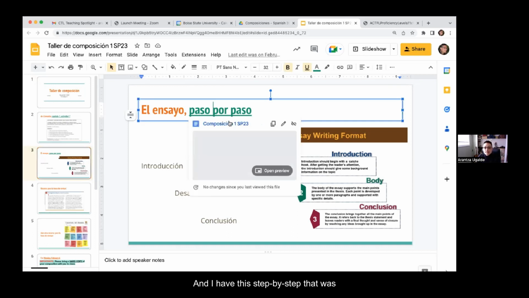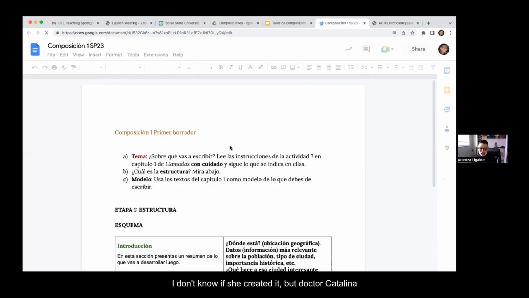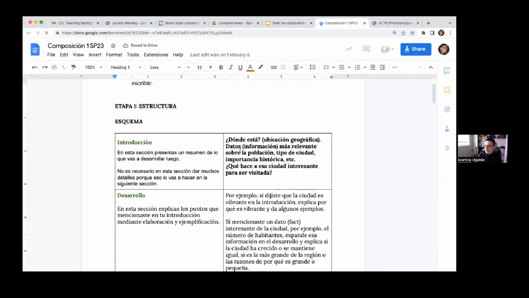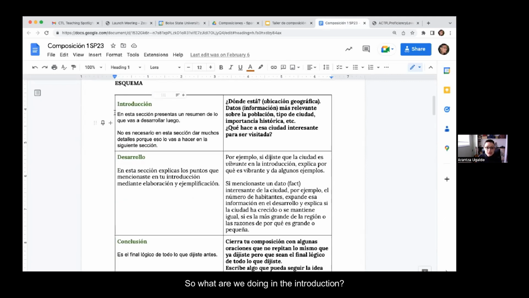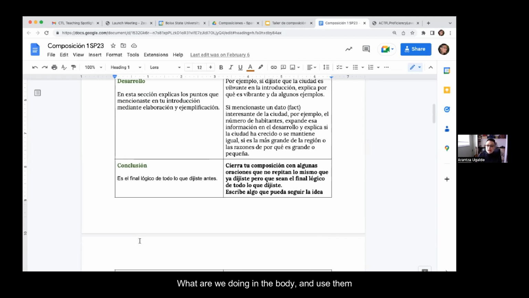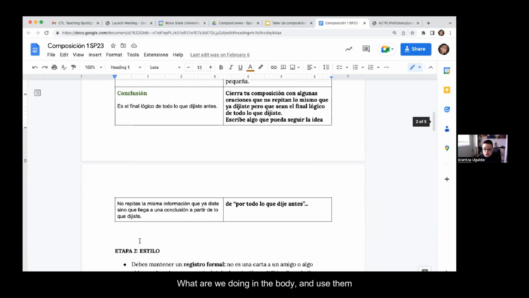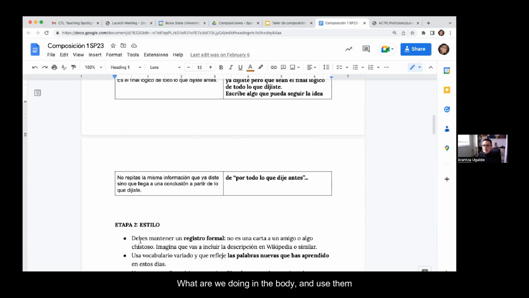And I have this step-by-step that was created, or rather, I don't know if she created it, but Dr. Carolina Vieira, she let me use the step-by-step activity for students while they're doing their writing assignment, right? So what are we doing in the introduction? What are we doing in the body? What do we want to do for the conclusion? I have taken her brilliant ideas and her brilliant activities and used them for this writing workshop.